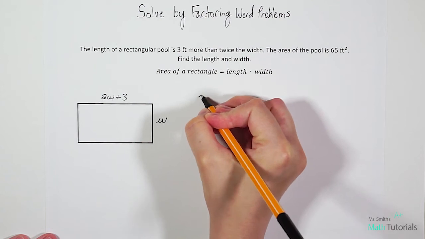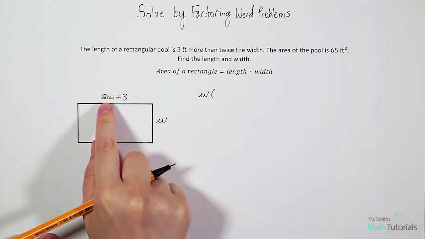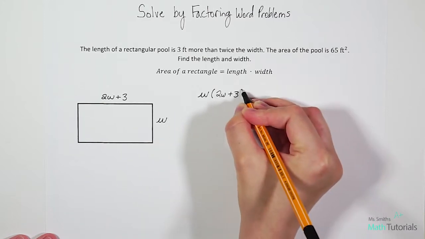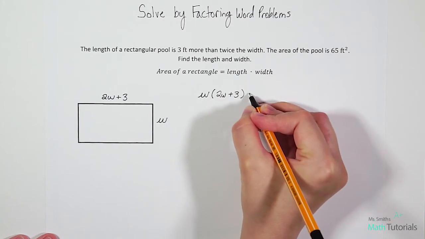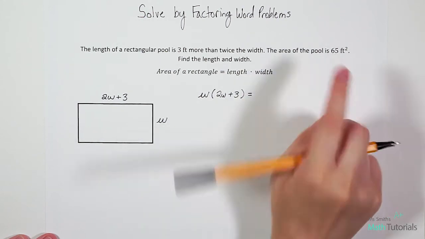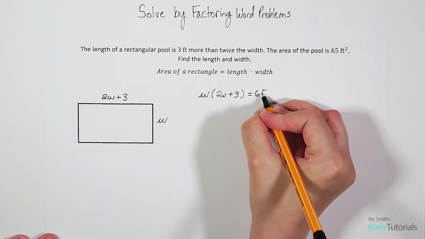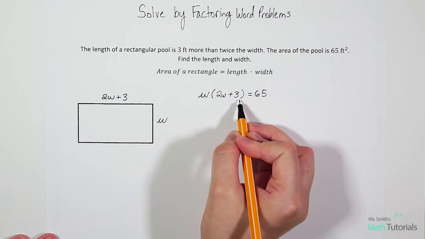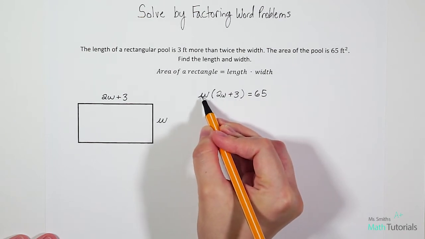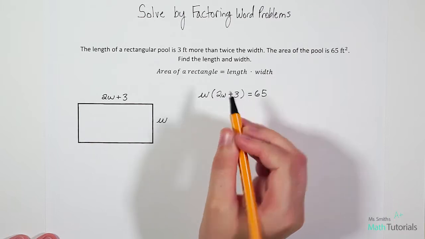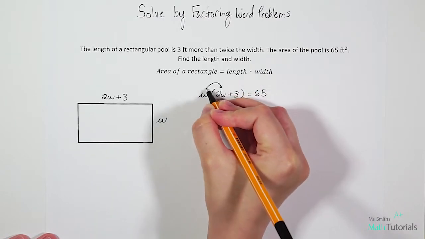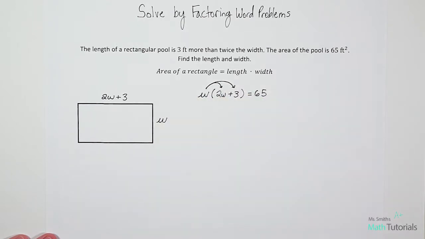So I'm going to do width times length. And I know that those two multiplied together is going to give me 65, our area. So now we just want to solve this problem. I recognize that anytime we have parentheses, we need to distribute what's in front into the parenthesis to get rid of it. And in this case, that's going to be a W. So we need to multiply that W into the parenthesis set.